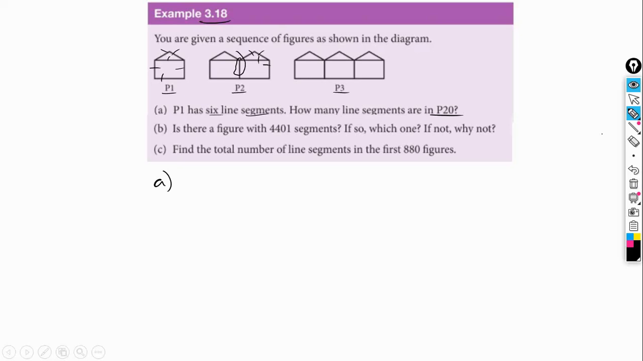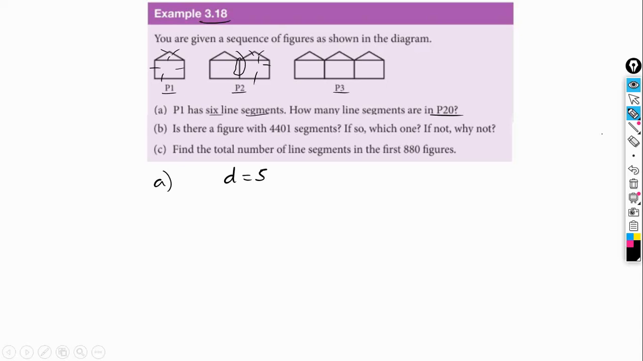1, 2, 3, 4, 5. And the same thing with P3. So that means that the common difference is 5. And this is obviously an arithmetic sequence. So how many line segments are in P20?